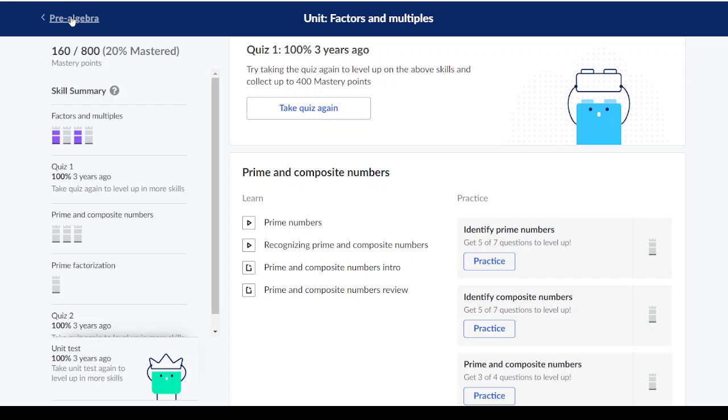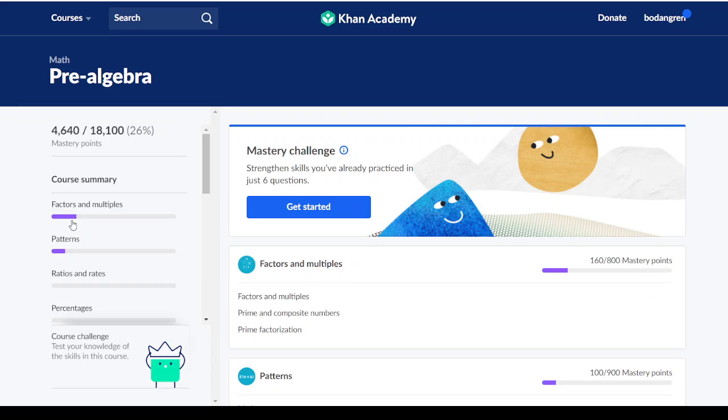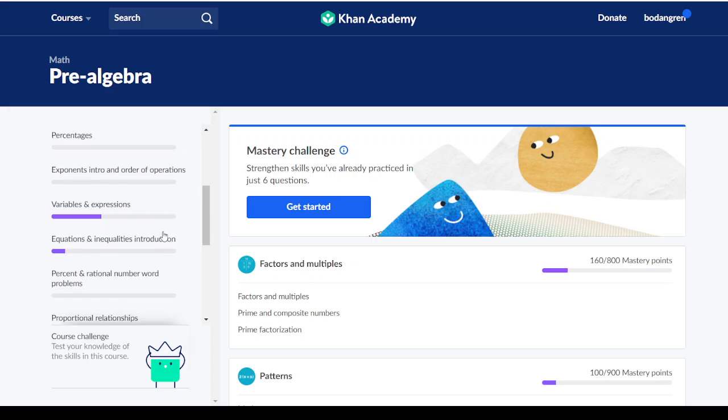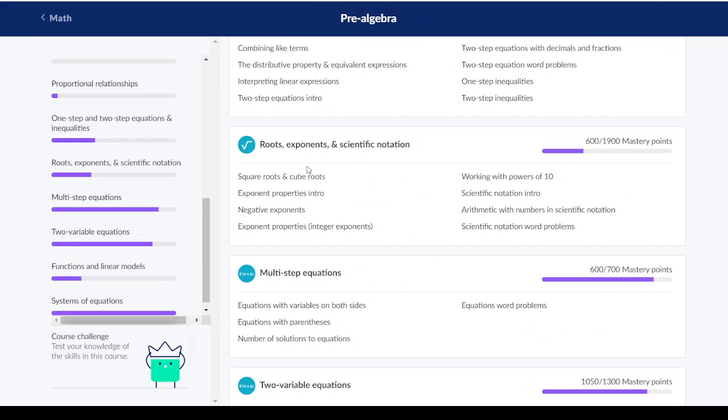And if you are all good on factors and multiples, and your health bar is up at 90, 95, 100% over here, then I want you to go down to where it says roots and exponents and work on square roots and cube roots. So that's our job for today, and I will give you some time on the clock.